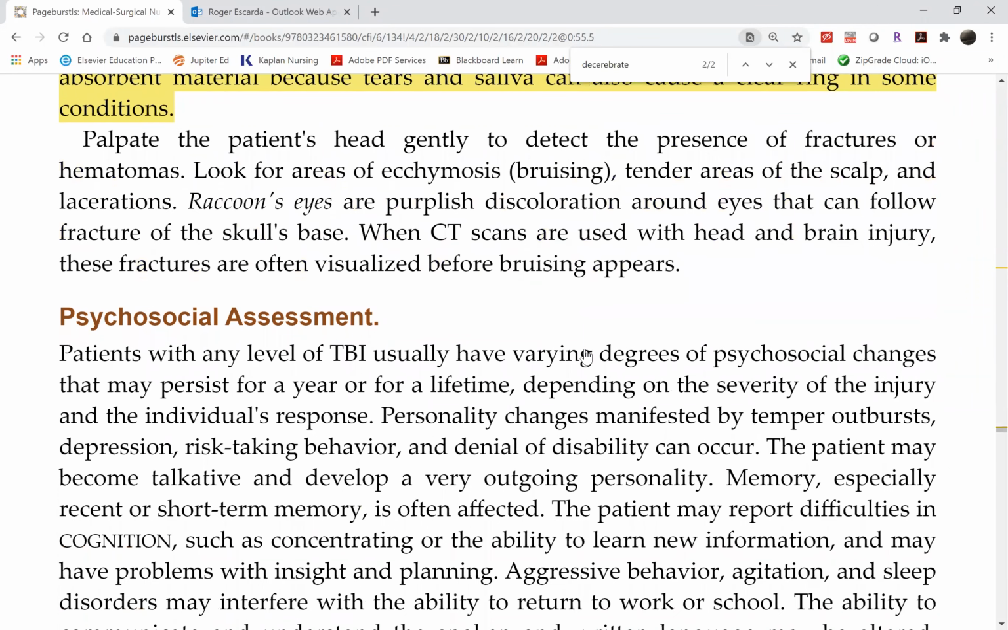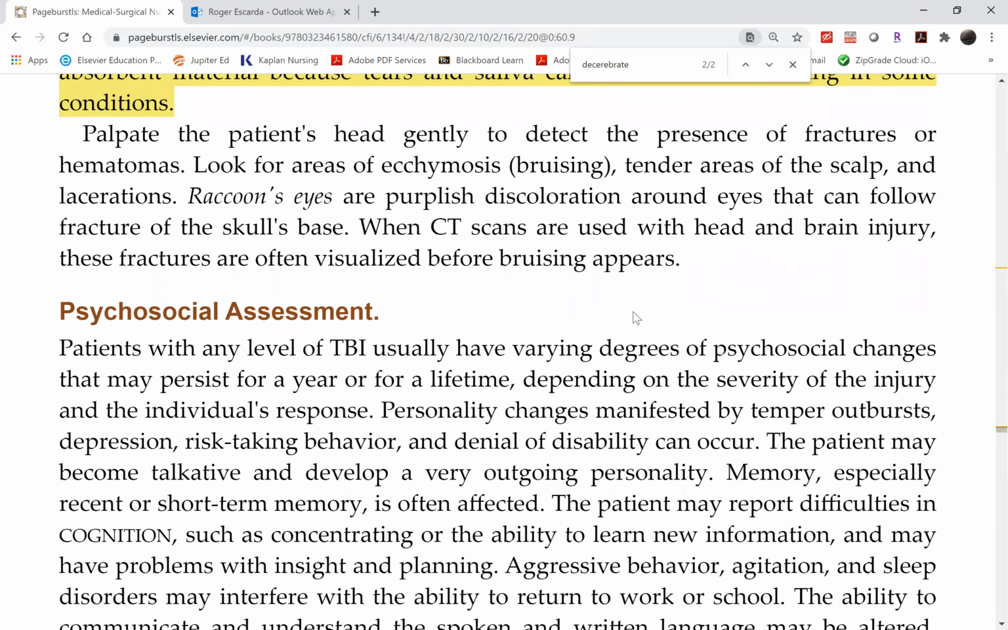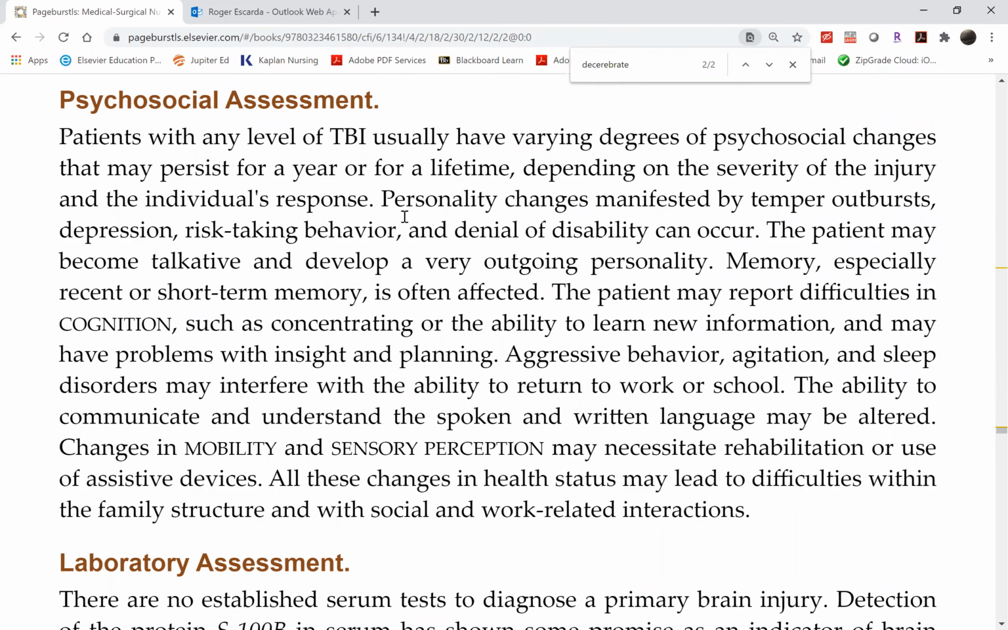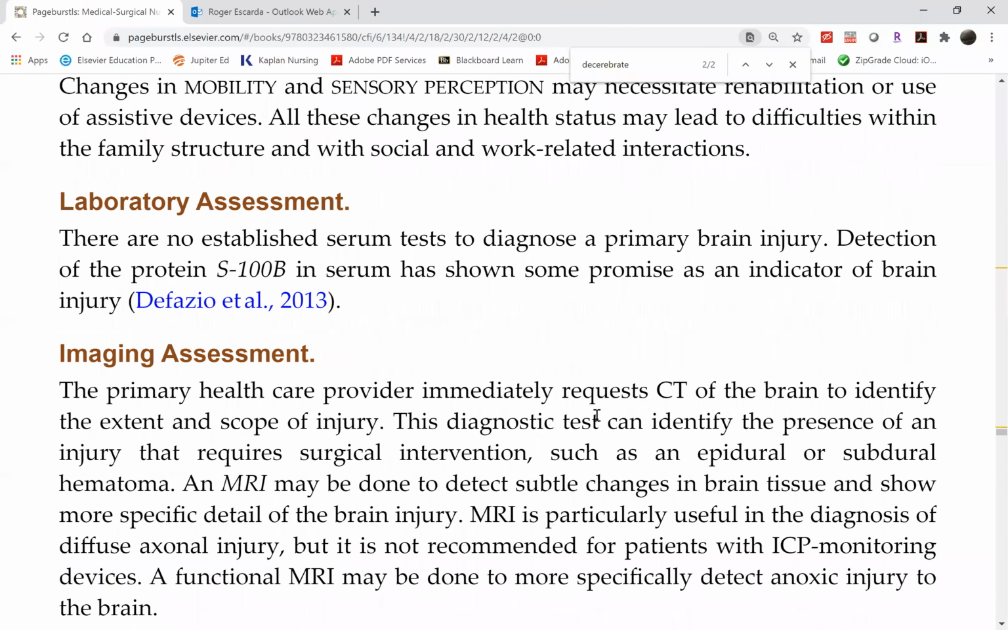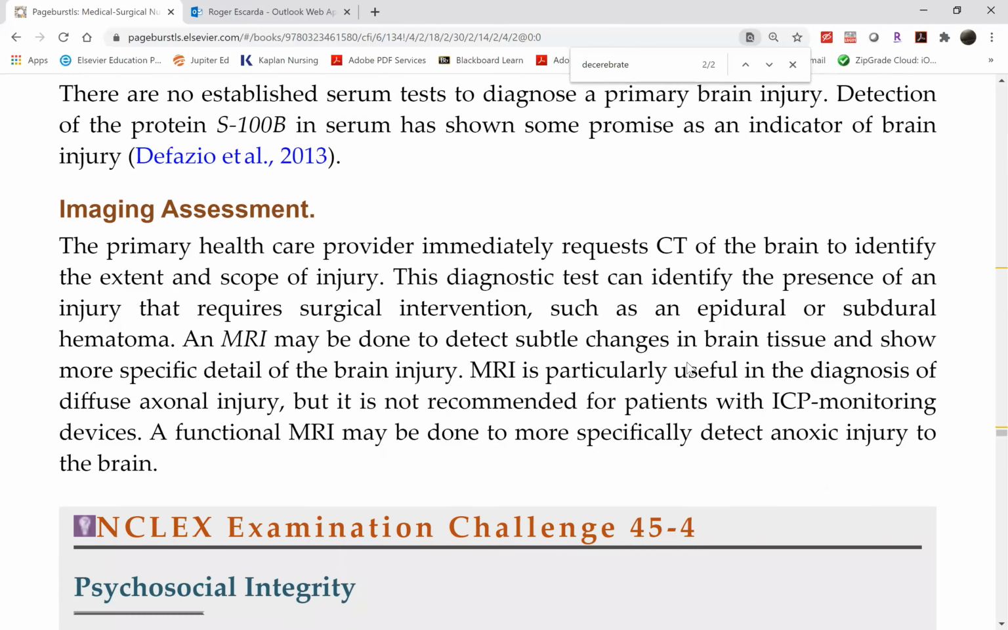Other signs of head injury or skull fracture are ecchymosis and also tender areas around the scalp and the raccoon's eyes. Please read the psychosocial assessment on your own. Lab, as stated here, there's no lab test to test for brain injury. Our standard assessment, just like in stroke, is always a CAT scan or an MRI.